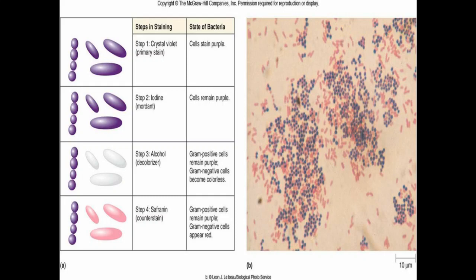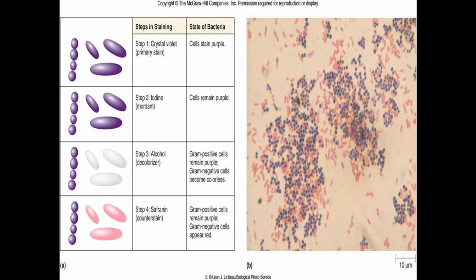Now when you have gram negative bacteria in this step, alcohol will dissolve the lipids. Because your gram negative cells have a lipid layer, that is a lipopolysaccharide layer, all the lipids will get dissolved, and pores are created in the cell wall, and these pores will allow the crystal violet iodine complex to leak out of the cell wall. So it leaks out and the cells will remain colorless.